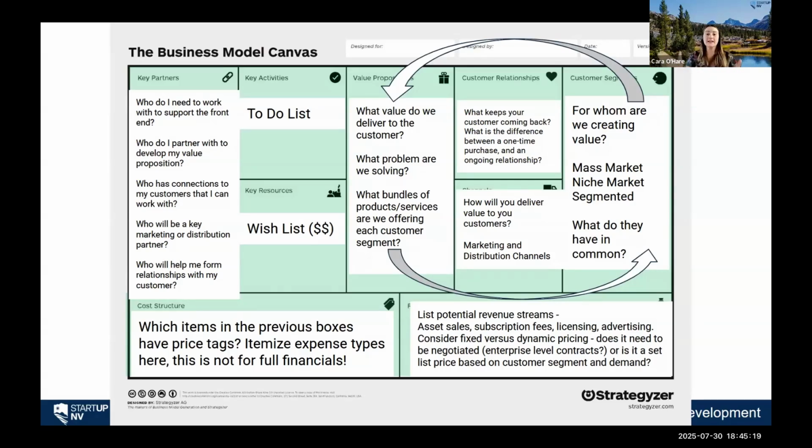So there's a lot here, but we just spent some time going through each of these boxes and making sure that everything is connected. So before we move forward, take a look at your canvas. Do you have anything that's hanging out by itself? Can you draw a line from one item to another? Do you know what your key partners are helping you with? Do you know who your customers are?